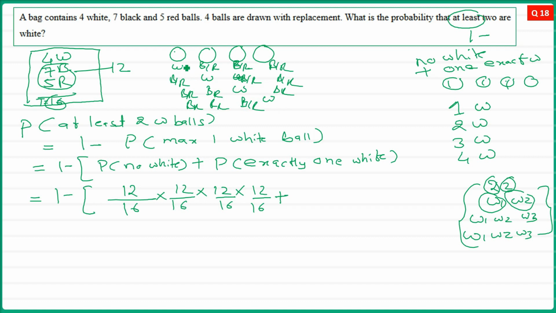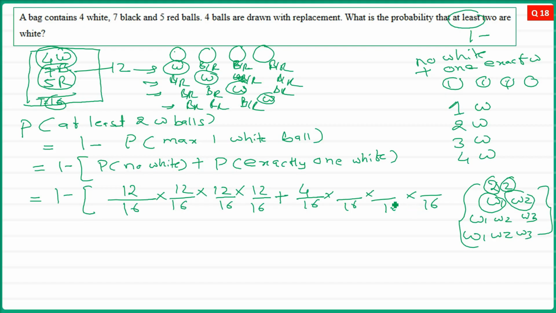So we'll just compute one of them and multiply this by 4 because there are 4 arrangements, sorry. 1, 2, 3, 4. There are 4 rows I draw, 4 balls. Now how many whites are there? 4 whites. Total are 16 balls. The probability of getting a white is 4 by 16. Now again replacement is going on, so 16 I am writing in the denominator.